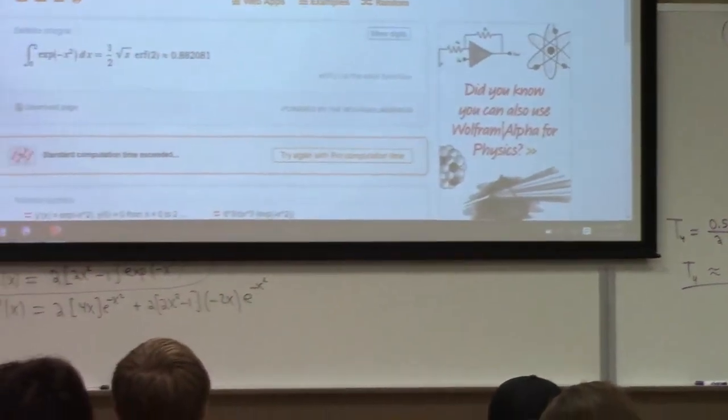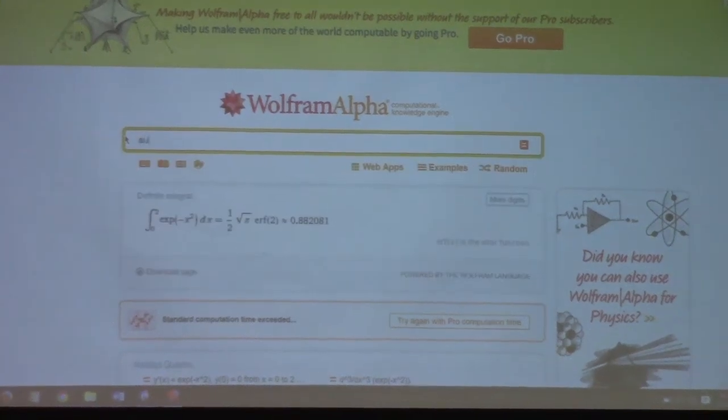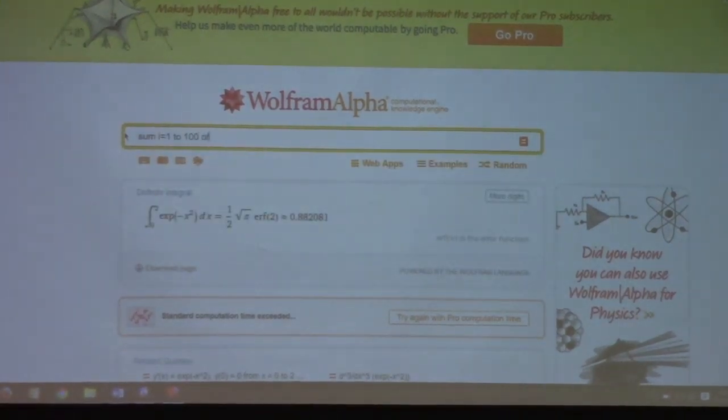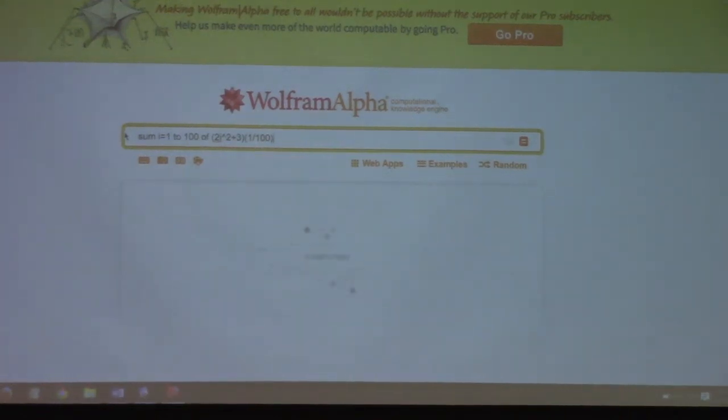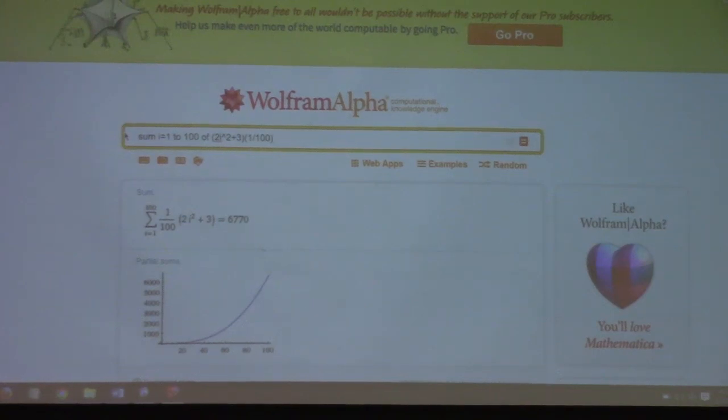So what I was going to show you here, guys, is as you're doing the homework, you can do other stuff like the sum from i equals 1 to 100 of, let's see here, how about 2i squared plus 3 times, I don't know, 1 over 100. Of course you can do this in Mathematica too, right? But I spent significantly less time doing this than using Mathematica personally. I spent a lot less time with licensing for Wolfram Alpha for some reason, but for example.